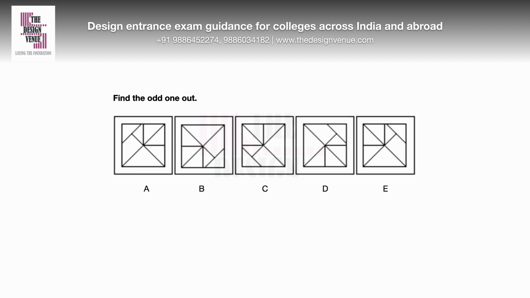When finding the odd one out, all the options except one could be identical or follow a certain rule. So in this question, all options except E are identical. So the odd one out is option E. Note that rotating an object would still identify it as the same object. However, when it is flipped, it is considered to be a different object.